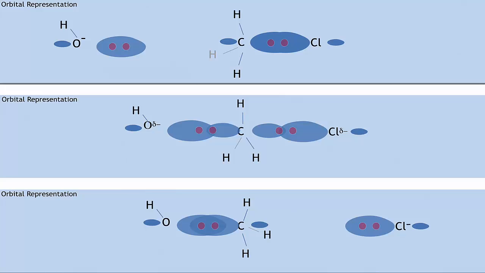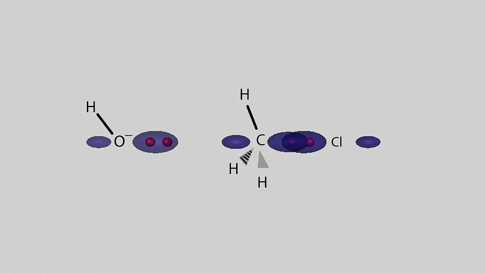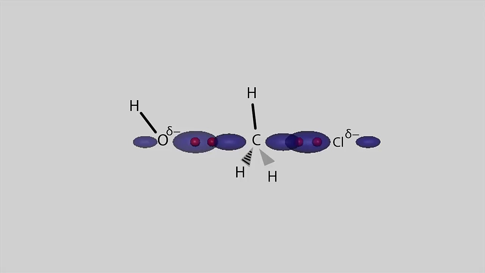In motion, the hydroxide approaches carbon from the side opposite to the chlorine. Through this approach, the oxygen orbital with the unshared electrons can begin to overlap with the empty lobe of the bond it will replace, the carbon-chlorine bond.